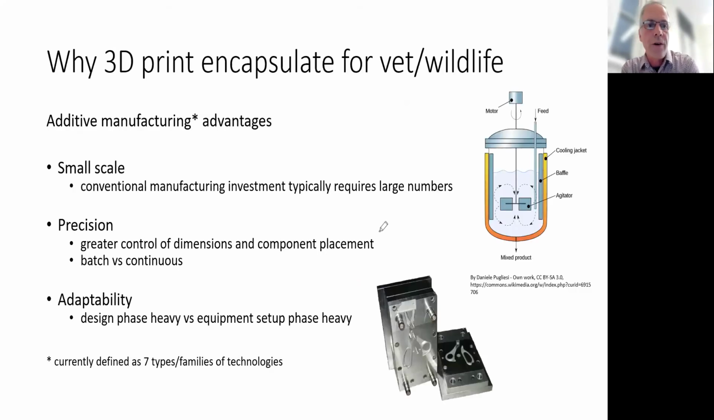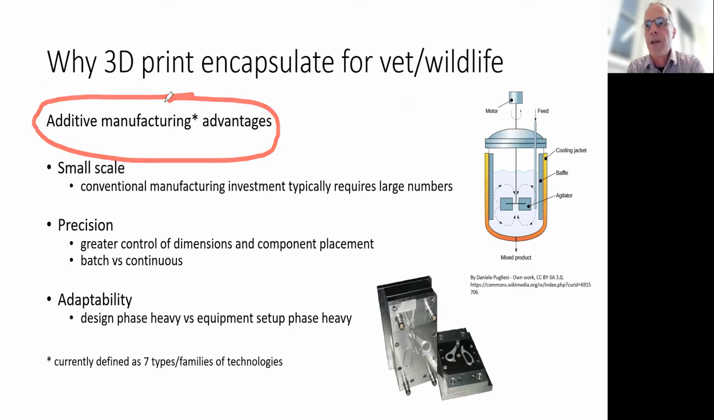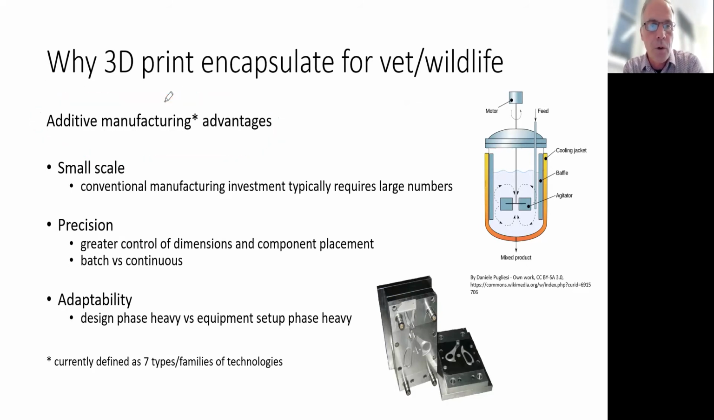Now, why 3D print encapsulate for veterinary and wildlife and agricultural applications? Well, additive manufacturing, the layer by layer, piece by piece, precise assembly of constructs, has a number of advantages. Currently there are 7 types or families of technologies, but this is so rapidly evolving I wouldn't want to answer a quiz question on how many types there are. New ones arrive weekly, not weekly, monthly.